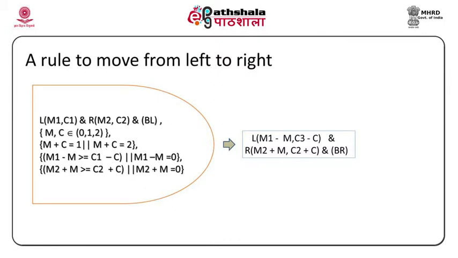And otherwise, if M1 minus M, the total number of missionaries on the left hand side, is 0, then it is fine. Similarly, M2 plus M, the number of missionaries we are going to have on the right hand side, must be greater than or equal to the number of cannibals on the right hand side. Okay. So, the next condition represents that.